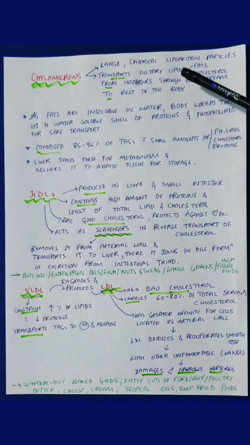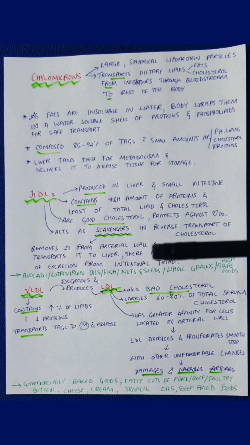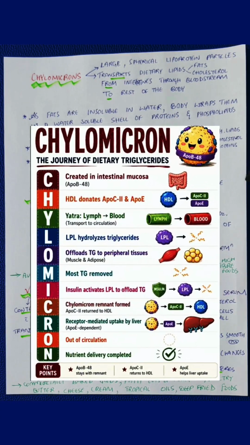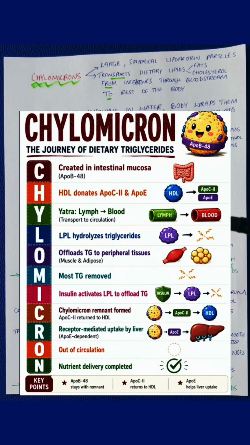They transport dietary lipids such as fats and cholesterol from the intestine through the bloodstream to the rest of the body. As fats are insoluble in water, the body wraps these in a water-soluble shell of protein and phospholipids for safe transport. Chylomicrons are composed of 85% to 92% TAGs along with small amounts of phospholipids, cholesterol and proteins. The liver takes these for metabolism and then delivers them to adipose tissue for storage.